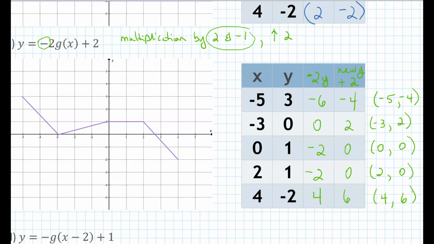Okay. I heard somebody say we now have 2 columns for y, and that's because we did two separate things to y. And so we want to remember to use the last one because that's our final move. Okay, so plotting these now, I have -5, -4, -3, 2, 0, 0, 2, 0, and 4, 6.